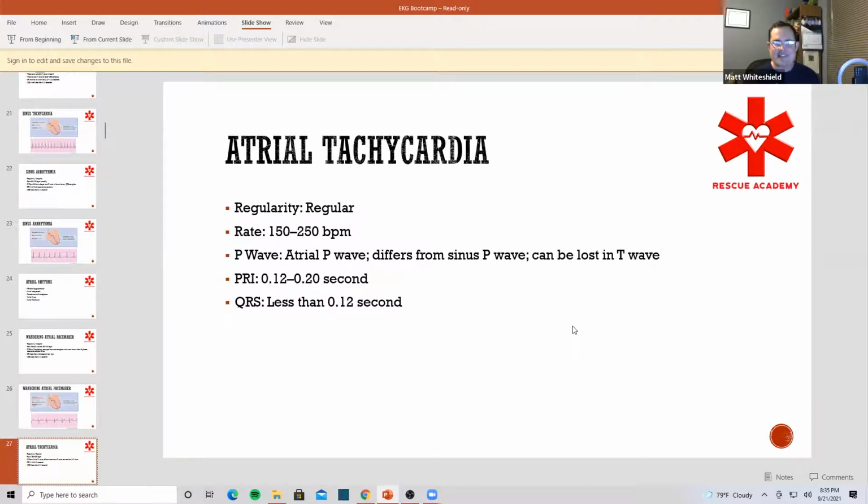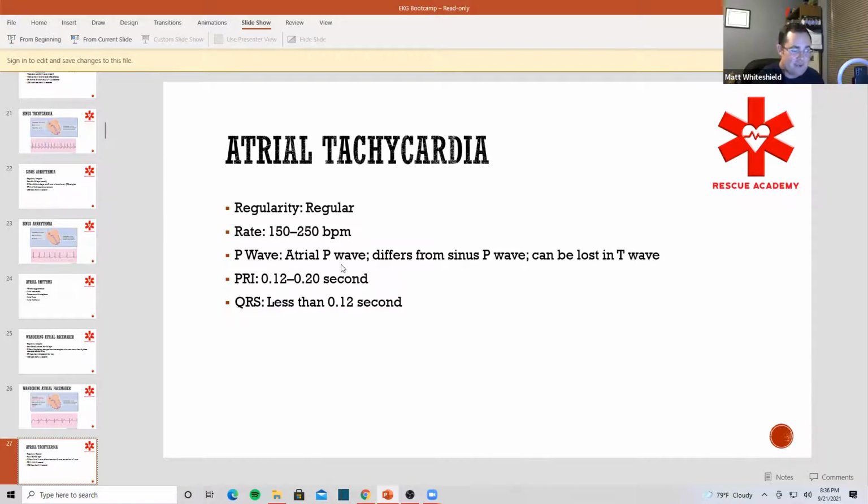Typically, with a rate that's that fast, you have no idea if there's a P wave or not. Remember, if there's no P wave, we're going to be calling that junctional, which we're going to get to in a second. So that just means it's coming from the AV node and not the SA node. Because if there is an upright P wave, that means that it is coming from the SA node. So with atrial tachycardia, it's regular, greater than 150.